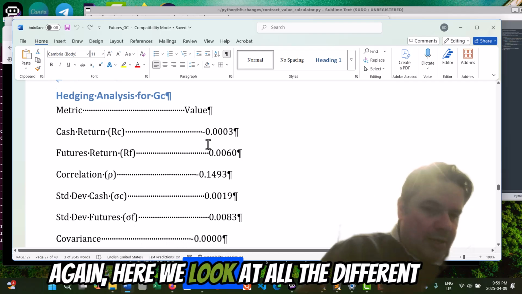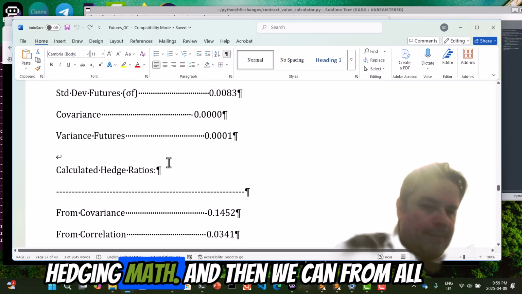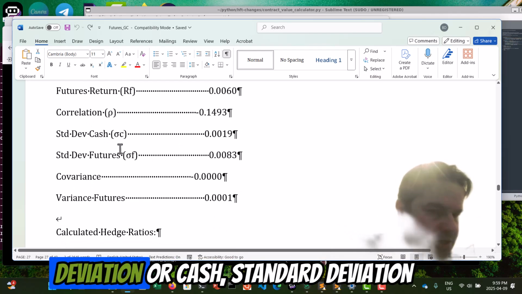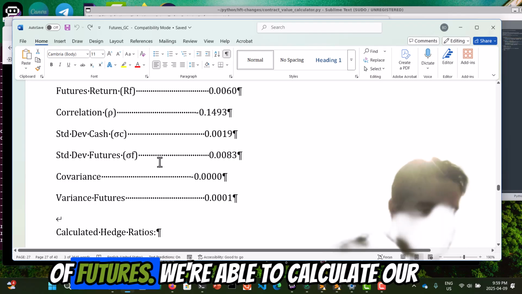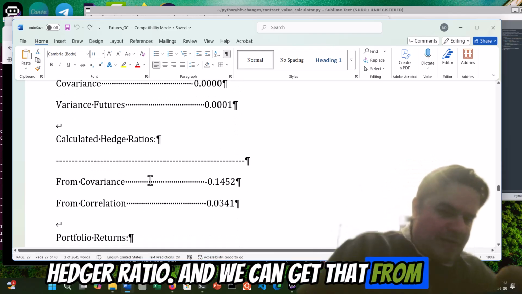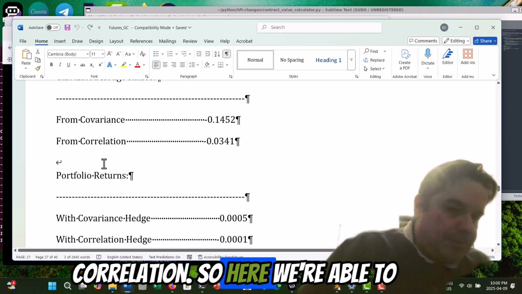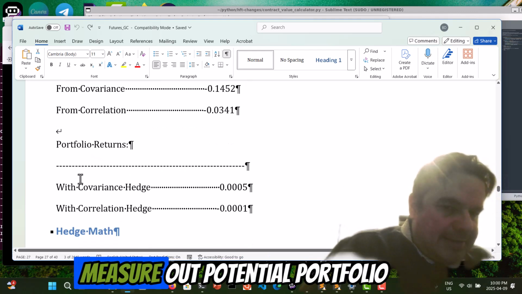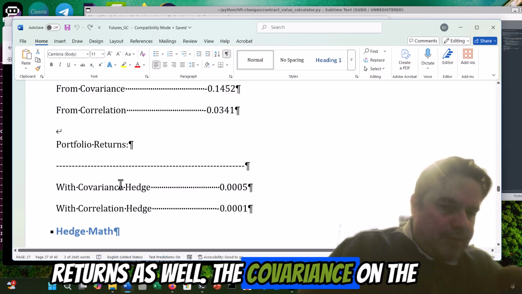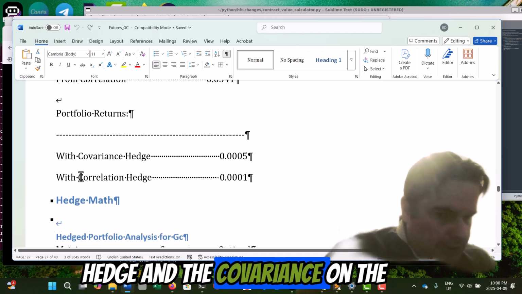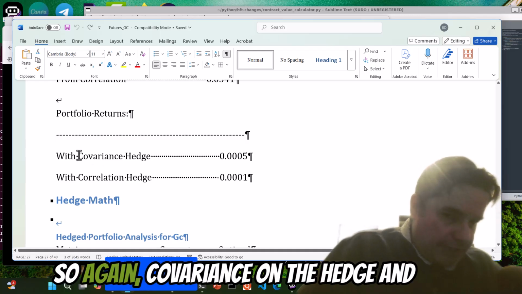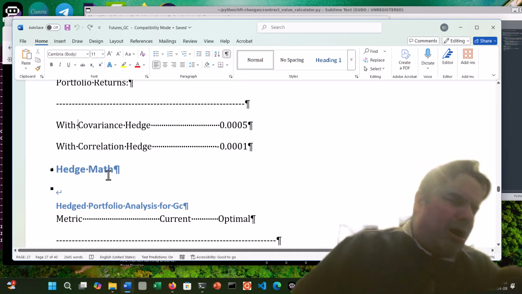So again, here we look at all the different hedging math. From all this fun stuff, with the standard deviation on cash and standard deviation on futures, we're able to calculate our hedge ratio, and we can get that from the covariance as well, or the correlation. Here we're also able to measure potential portfolio returns, the covariance on the hedge and the correlation on the hedge as well.